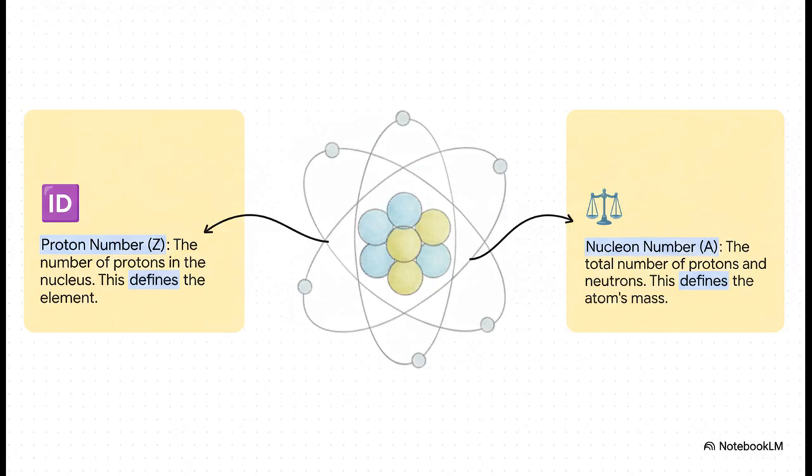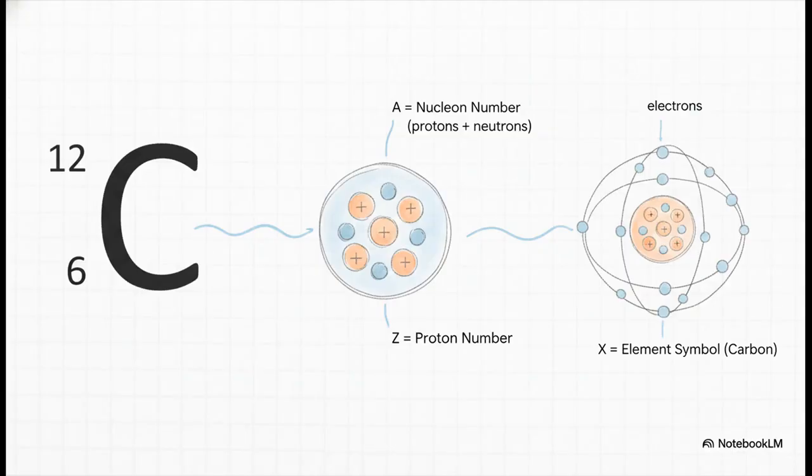Then you have the nucleon number, which is just the protons and neutrons added together. That tells you about the atom's weight. And scientists have this really neat shorthand for writing it all down. X is just the symbol for the element, like C for carbon. The number on top is the nucleon number, the total weight. And the number on the bottom is that all-important proton number, the one that tells you exactly what you're looking at.